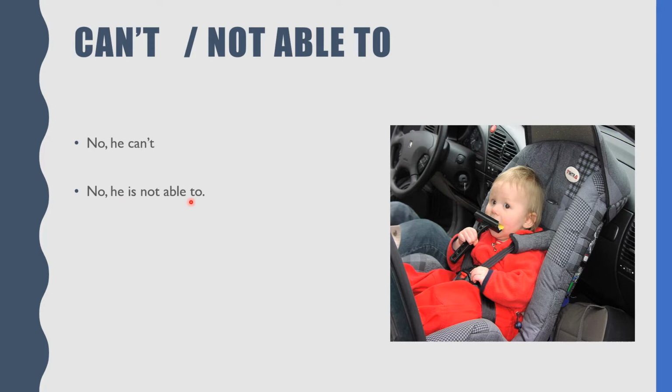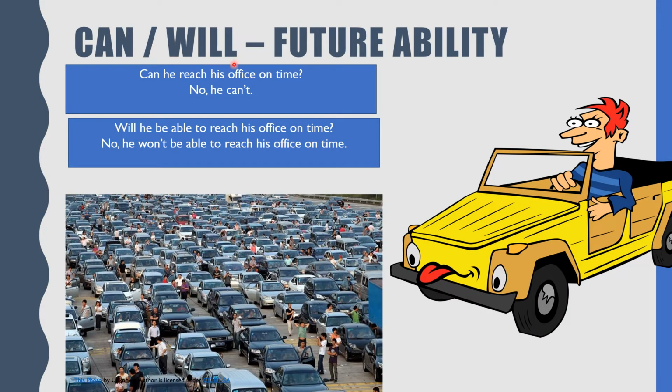Next, we move to can and will to talk about future ability. Can and will can be used to talk about future ability, that is, what a person can do in the future. Now first look at both the pictures. In the first picture, you see a huge traffic jam. At the moment, can he reach on time?